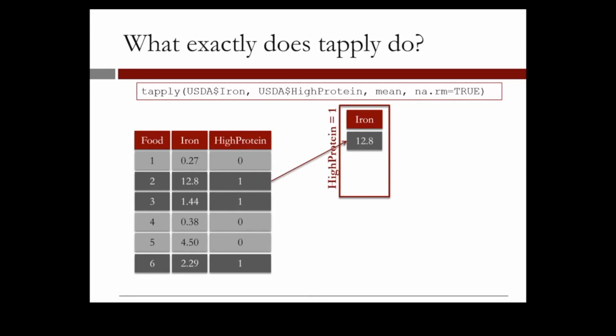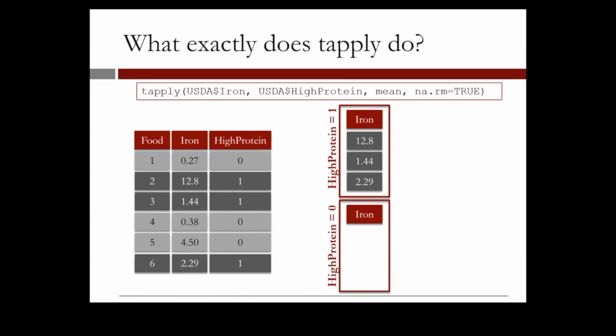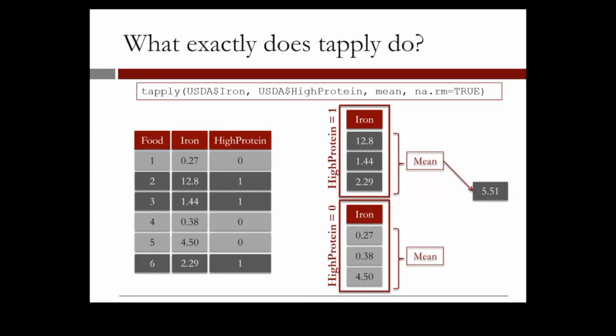Now let's go back to R and have a hands-on practice on how to use the tapply function. So let's compute the average amount of iron sorted by protein levels. So we're going to type tapply, and then the first argument is the iron vector, which we're trying to analyze. And we are sorting it according to the high protein vector, so this is our second argument. And then the mean statistic is used because we're trying to calculate the average level of iron. And do not forget to remove the non-available entries by typing na.rm equals TRUE.